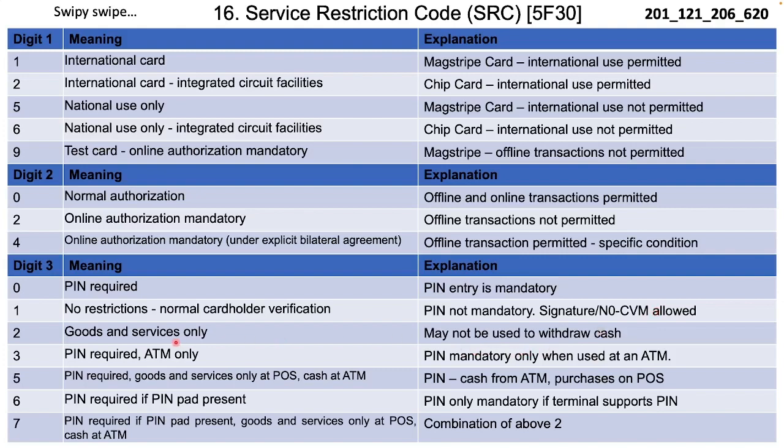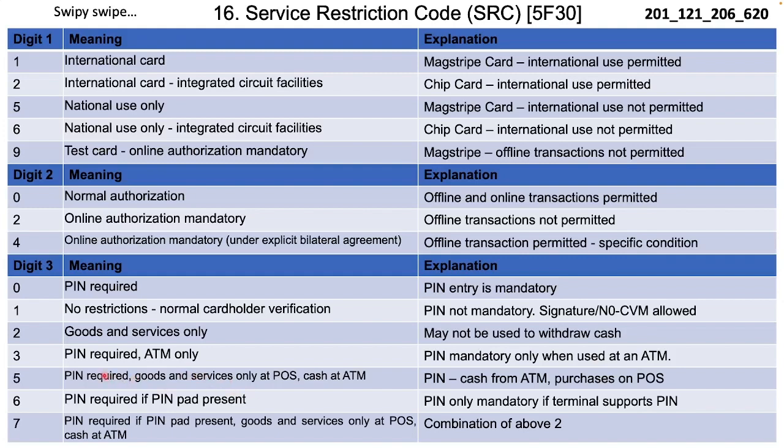If it's a 2, it says that the card may only be used for goods and services, right? Remember the similarity that we saw on the AUC? That's why we say that we don't use it in chip transactions, we use the values in AUC rather. But be that as it may, if it's a 2, it's goods and services, so you may not use it to withdraw cash. If it's a 3, it may only be used at an ATM, and you have to have a PIN. It's mandatory.